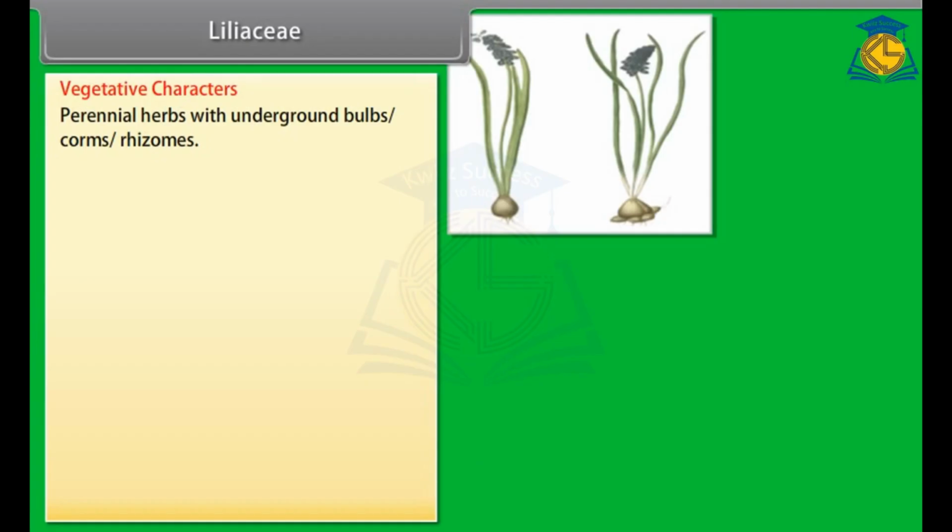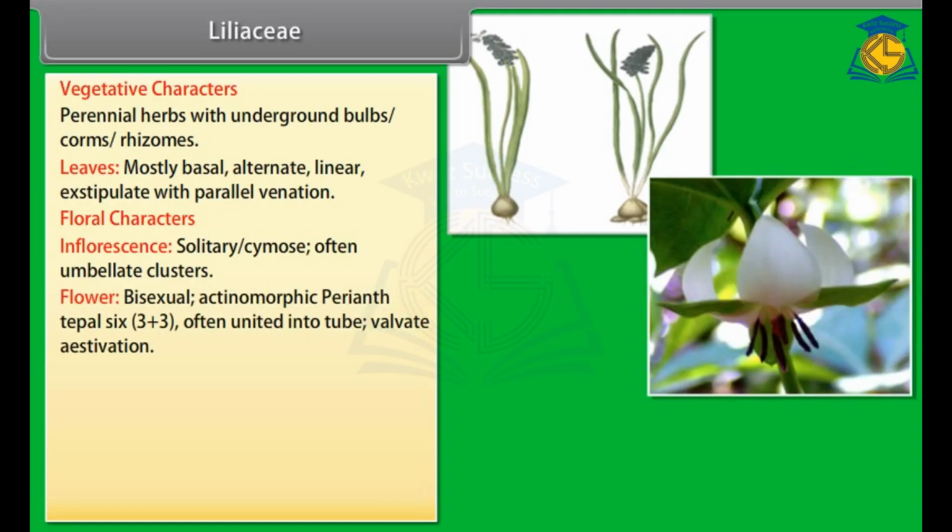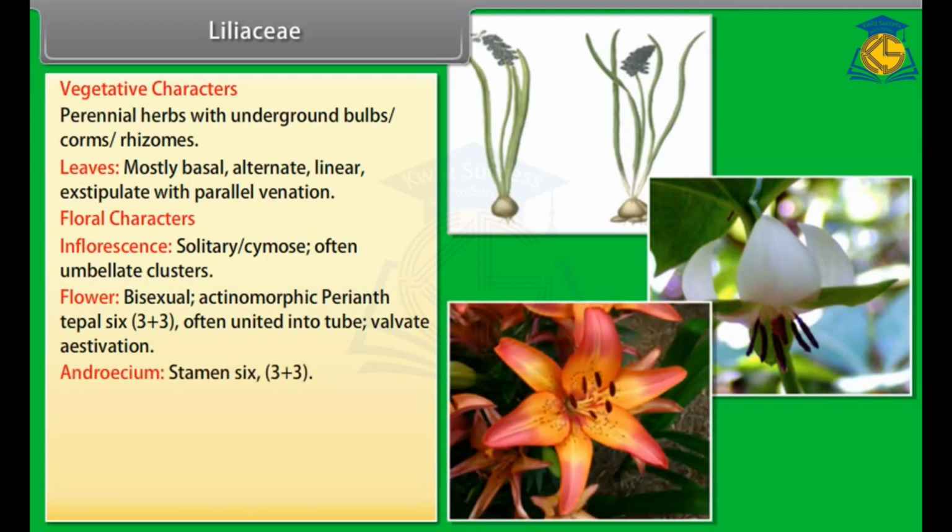Vegetative characters. Perennial herbs with underground bulbs, corms, rhizomes, leaves mostly basal, alternate, linear, exstipulate with parallel venation. Floral characters. Inflorescence, solitary, cymose, often umbellate clusters. Flower, bisexual, actinomorphic. Perianth tepals 6, 3+3, often united into tube, valvate aestivation. Androecium, stamens 6, 3+3.